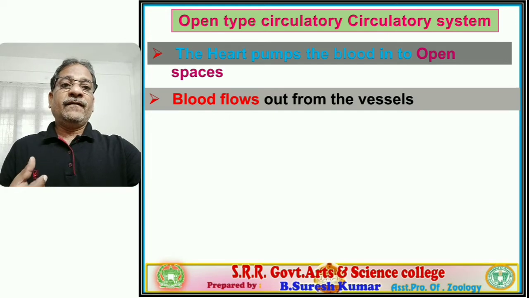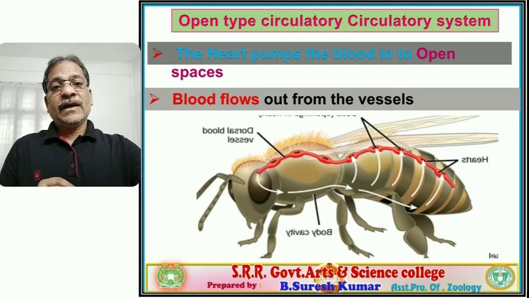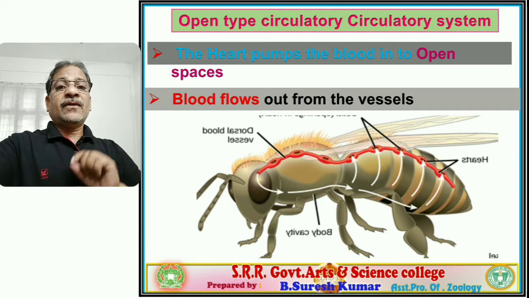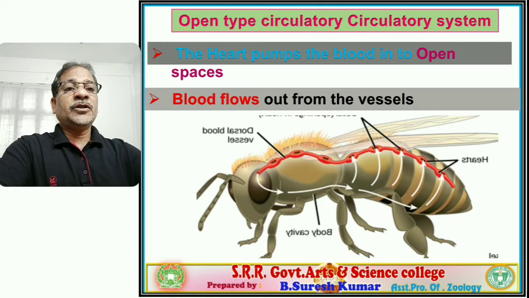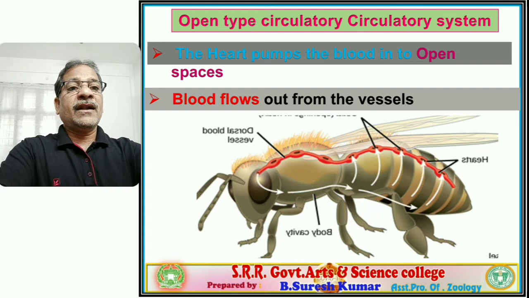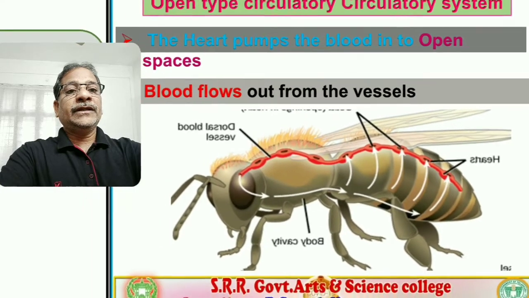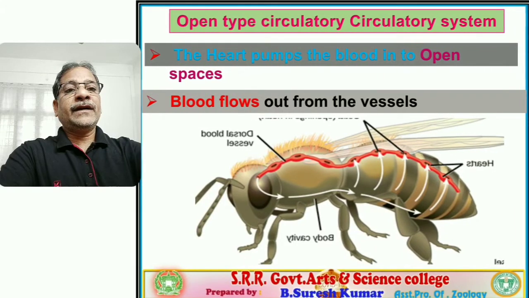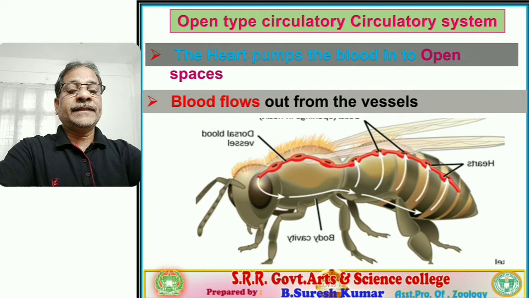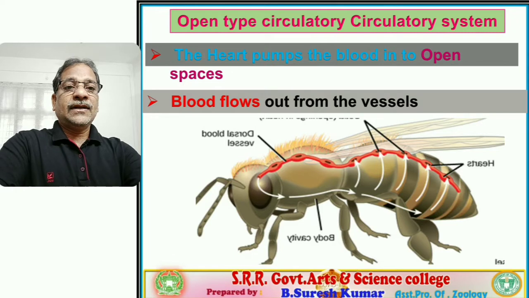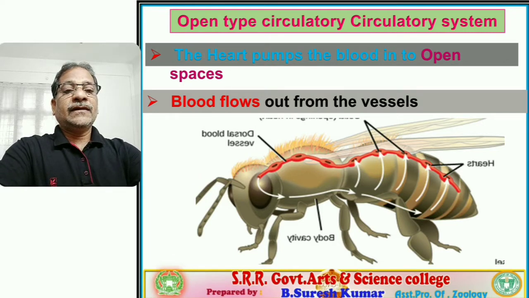So the blood flows out from the vessels and circulates in the empty sinuses in which visceral organs remain. You observe this visual, it is an insect. The red color line represents the heart. Right? So in front of the heart, the major aorta is present. Right? Next, from that aorta, the blood flows out.